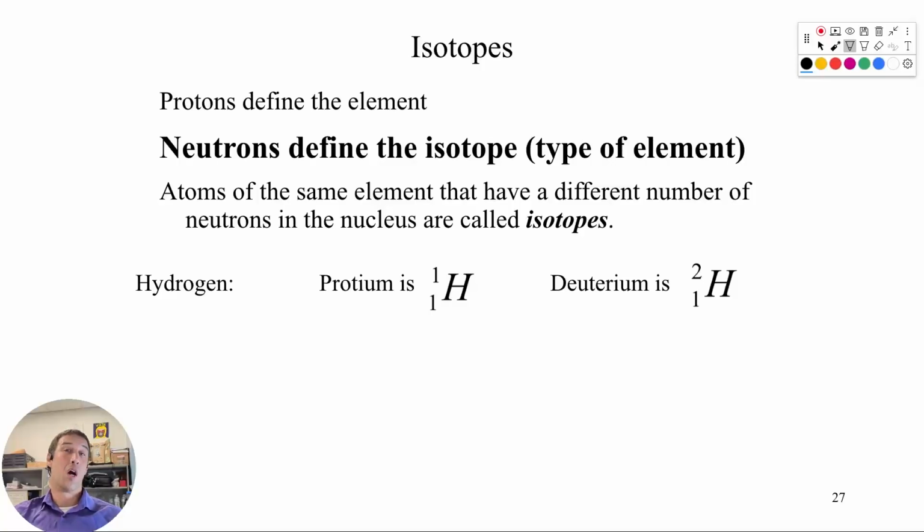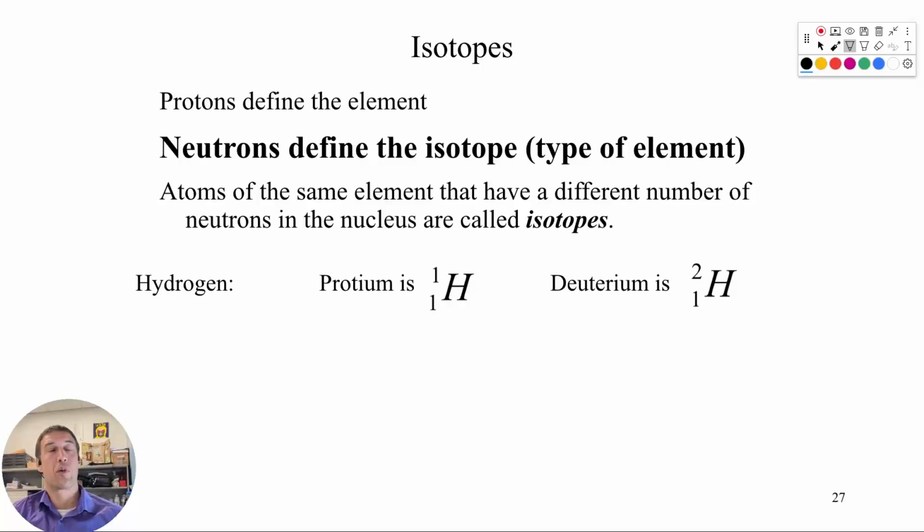So our protons define what element we look at. The neutrons define the isotope. We can kind of call this the type of the element. It's a little bit of a gray area there, but it's going to define how heavy that element is. Atoms of the same element can have a different number of neutrons. Not always, but if they do, what we'll call these are isotopes.